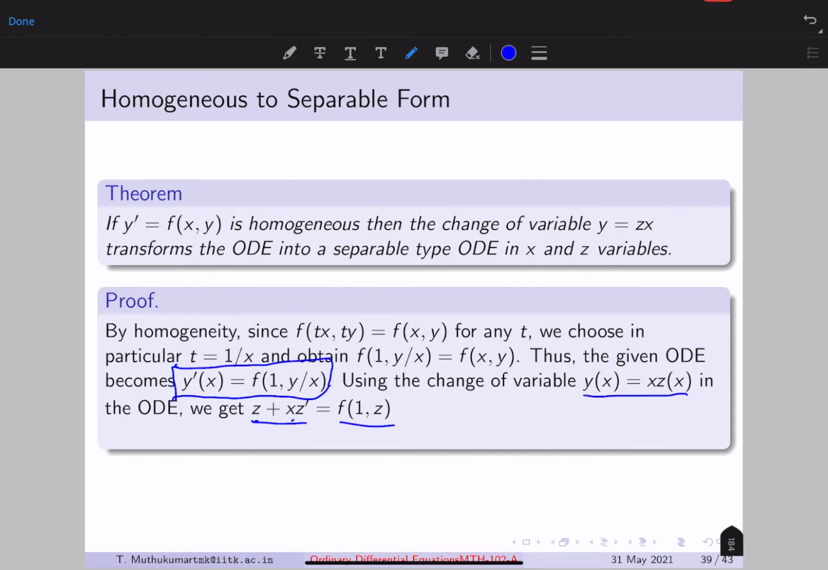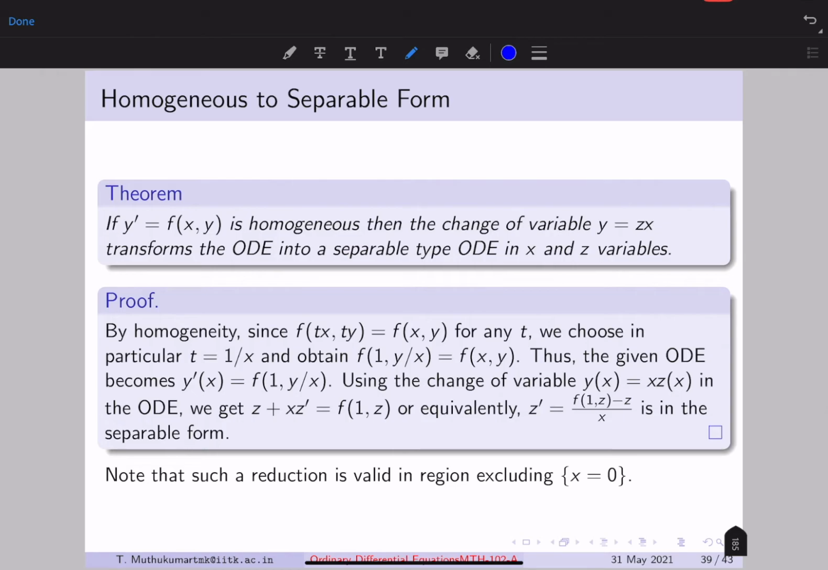Now this ODE, if you observe, is in the separable form, because this ODE can be equivalently written in this form, and this is in the separable form. The numerator is z dependent, the denominator is x dependent. So you can bring all the z variable on, say, the left hand side, and all the x variable on the right hand side in the differential form. So we have converted the given homogeneous ODE into a separable form ODE.